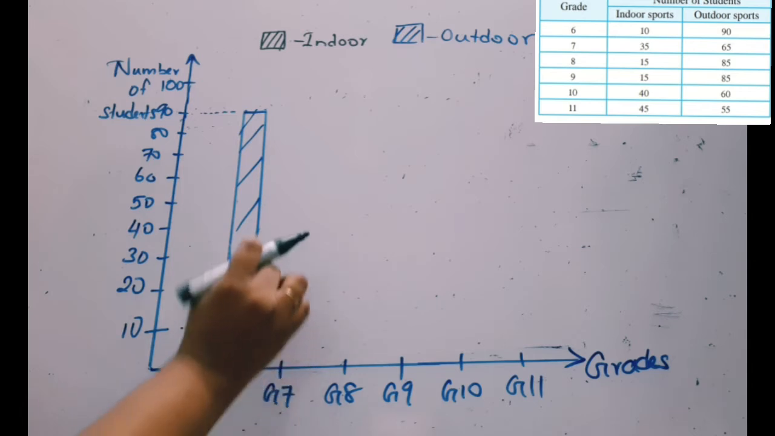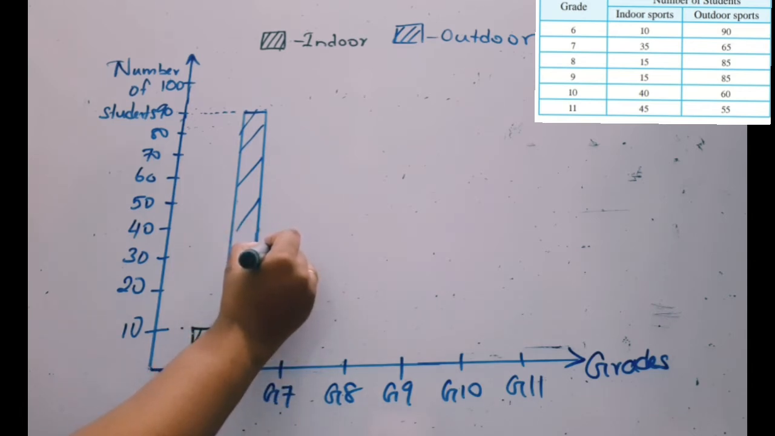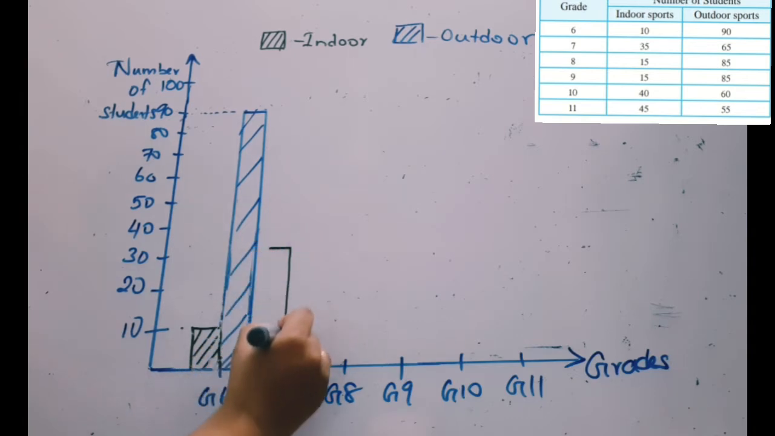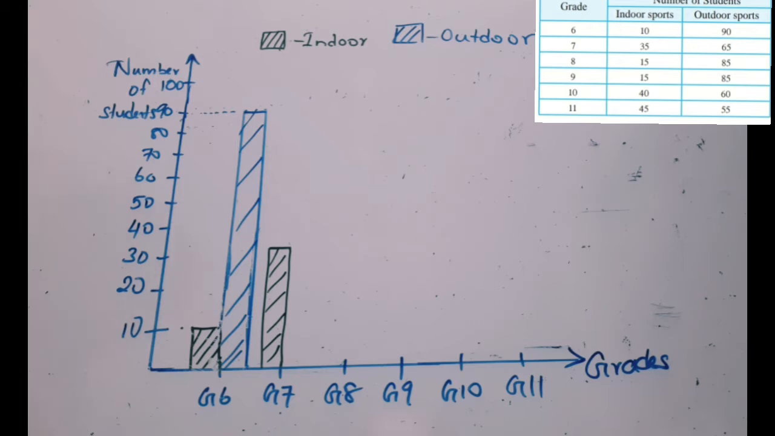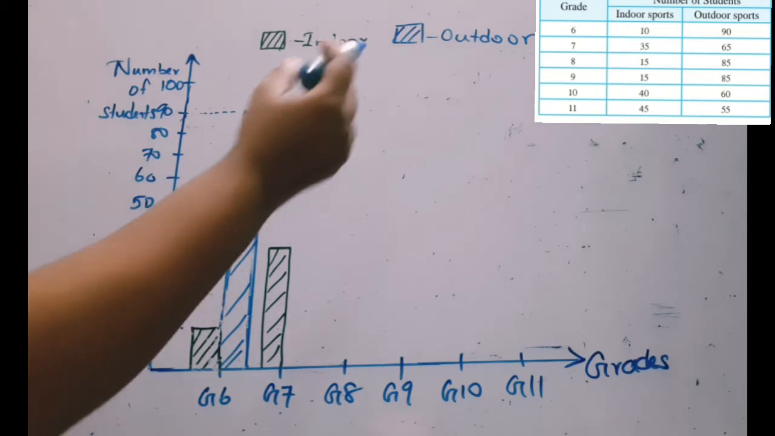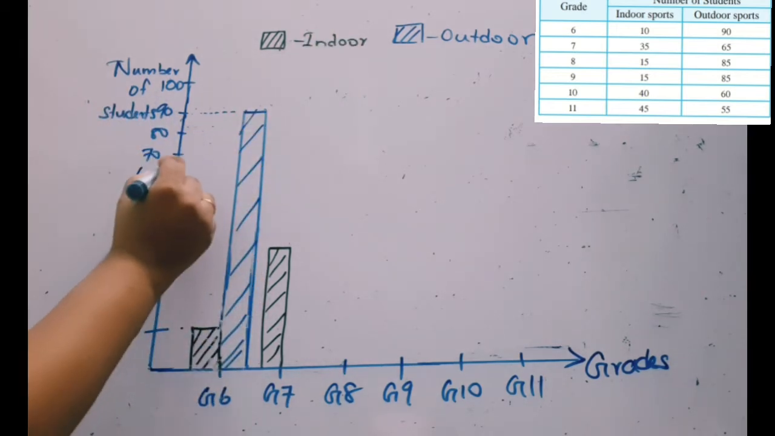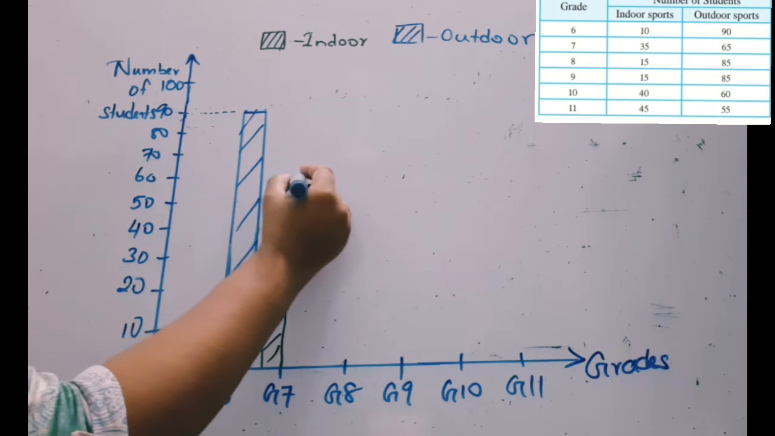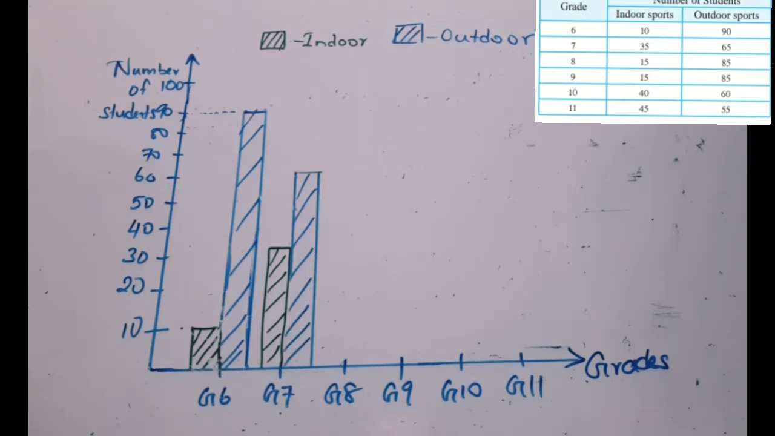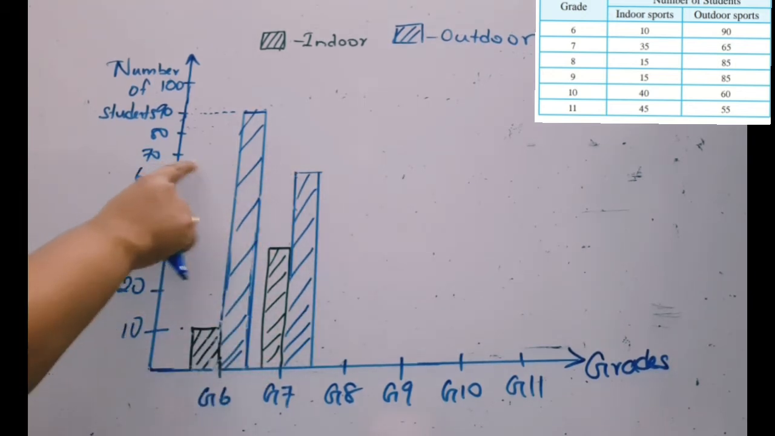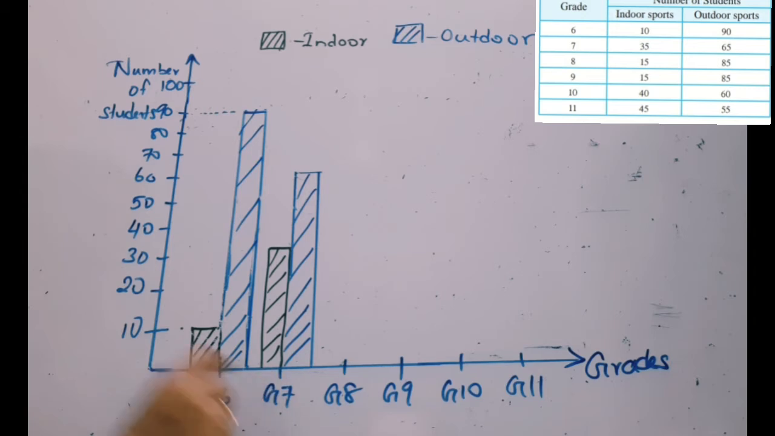Now I am keeping a small gap in between. Since it is 35, I am leveling it out with 35. Now let's draw this bar with black color. Next, we have 65 for outdoor sports. For 65 we should use blue color. 65 comes in between 60 and 70, so I have to draw a bar in between like this. Can you see, children? I have drawn the outdoor bar for grade 7.